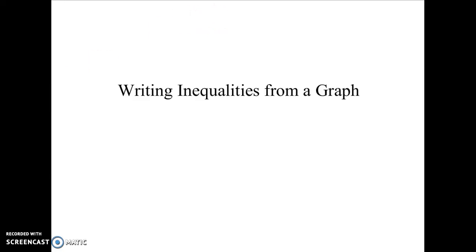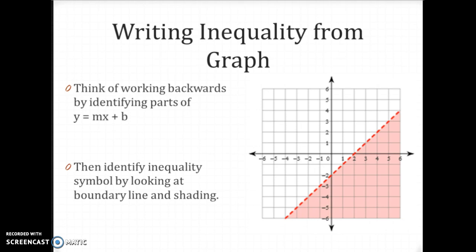In this lesson, we're going to learn about writing inequalities from a graph. In order to write an inequality from a graph, we need to think about it as if we're going to work backwards to write our equation in slope-intercept form. We need to be able to identify what the slope is of the equation and where it's crossing our y-axis, and that's what we'll put in for b.